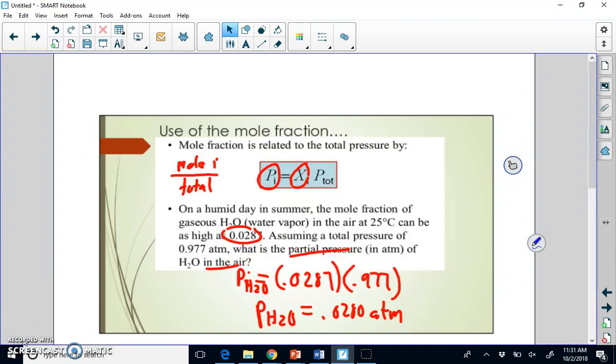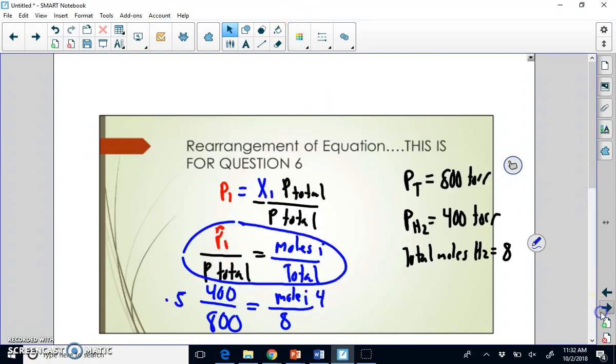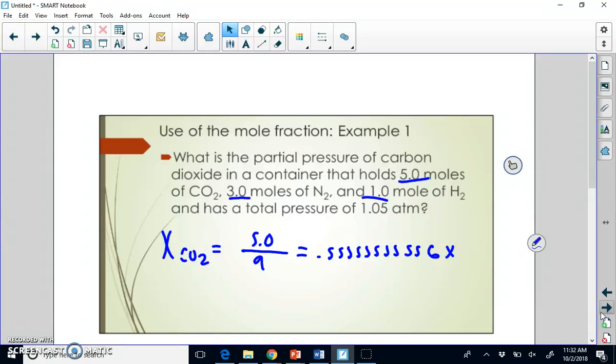So if we take the mole fraction and multiply it by the total, we'll get the pressure of just that gas in the mixture. So we have to multiply this by the total pressure, which is 1.05, and we'll do that in our calculator, and we need how many sig figs? 2 sig figs, so 0.58 atmospheres is the partial pressure due to carbon dioxide.